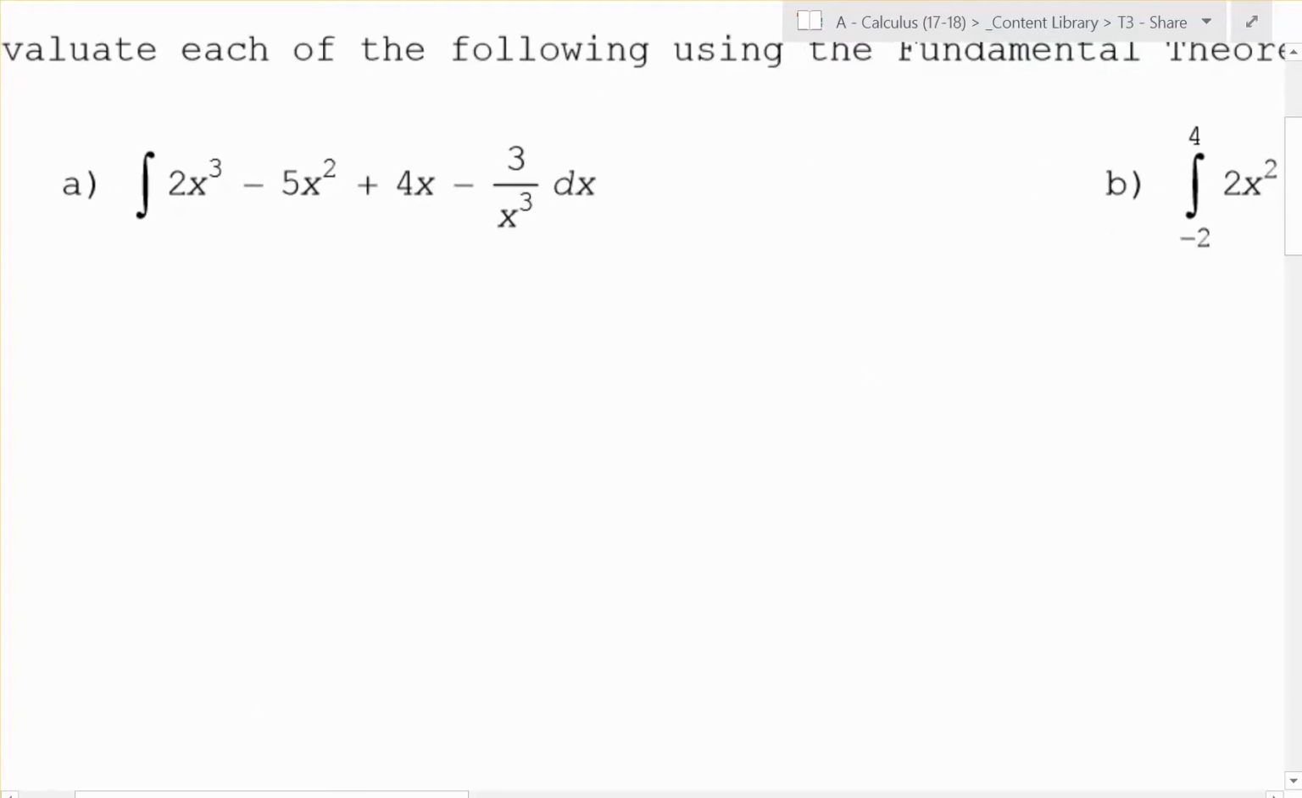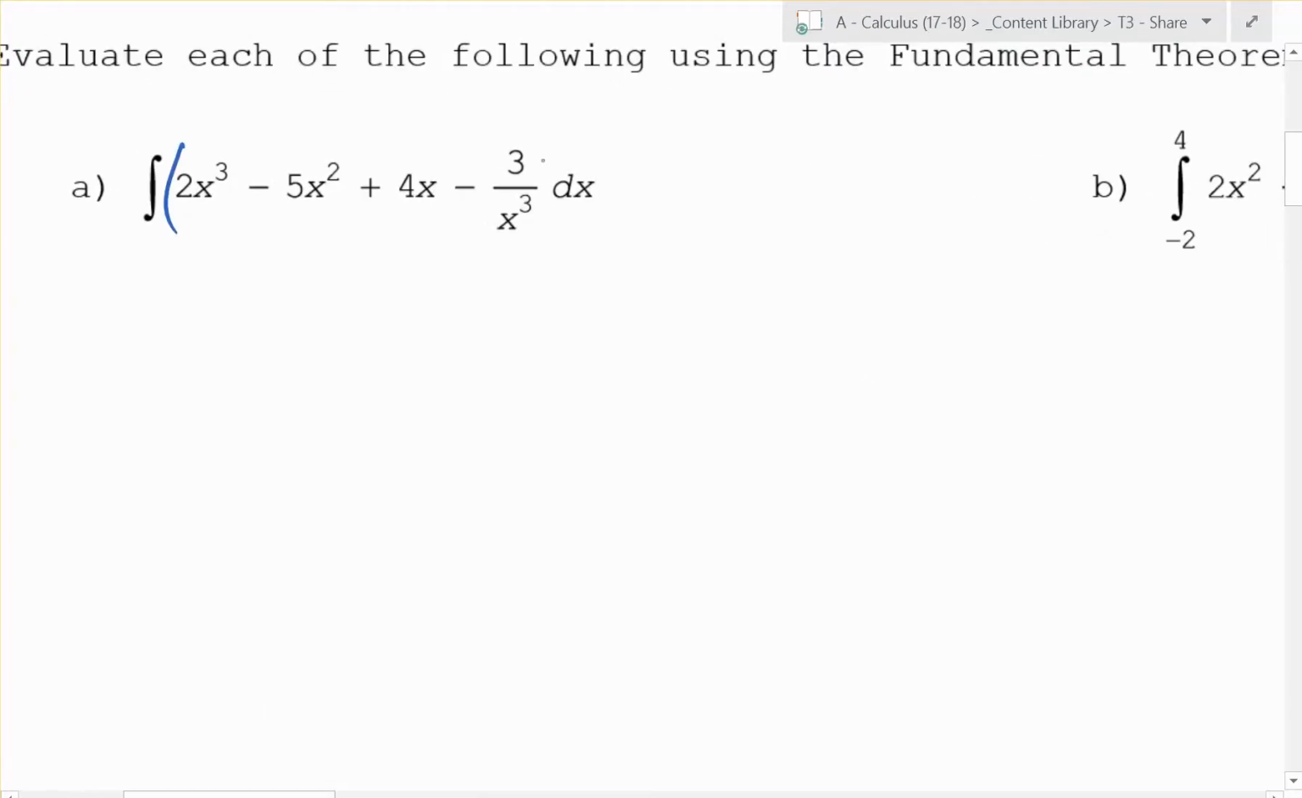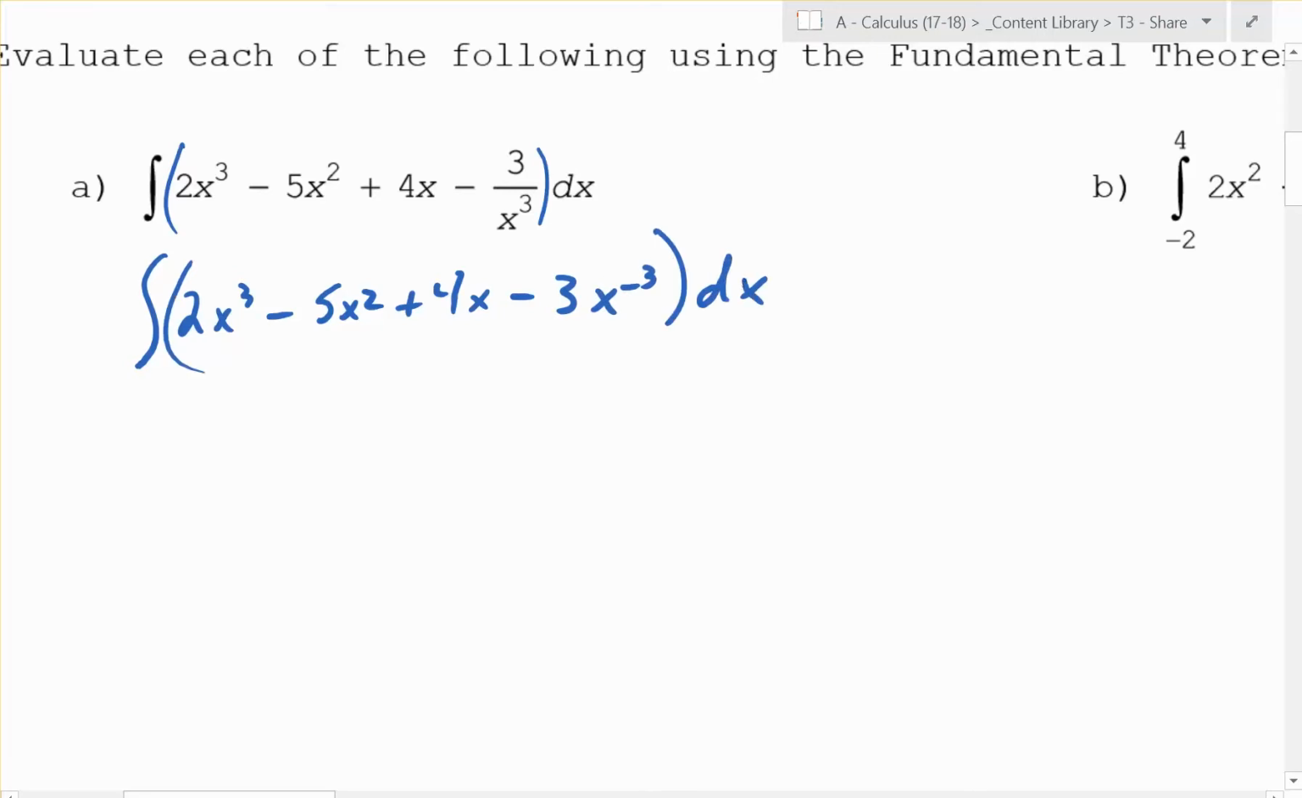So in this case, everything's kind of broken up really nicely for us. We don't have to simplify anything, although it might be nice to rewrite that last term. So if we want to rewrite it once before we get started, it'd be helpful. I would rewrite it like this, negative 3x to the negative 3 dx. And you just need to be careful that you apply the same rule over and over again.